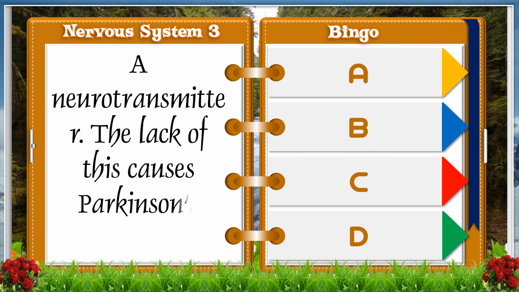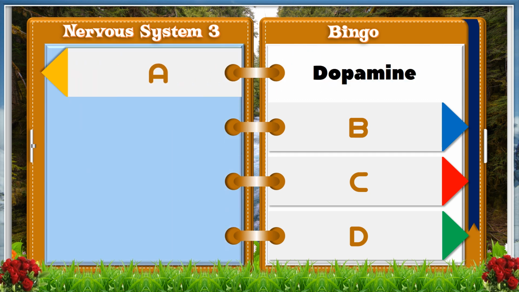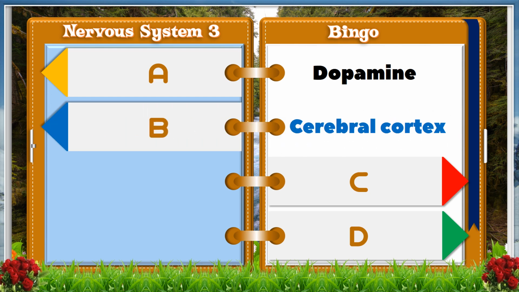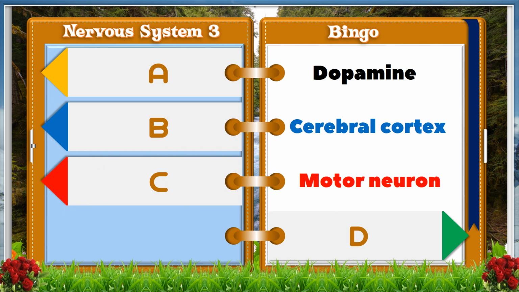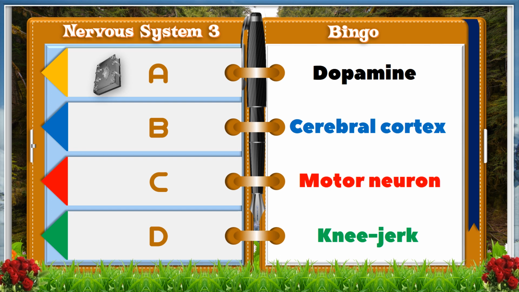A neurotransmitter. The lack of this causes Parkinson's disease. A. Dopamine. B. Cerebral cortex. C. Motor neuron. D. Knee jerk. And the answer is A. Dopamine.